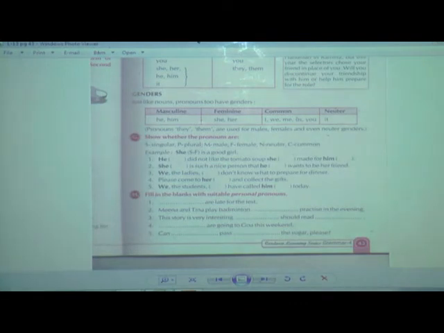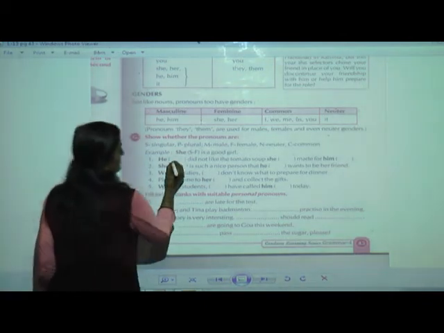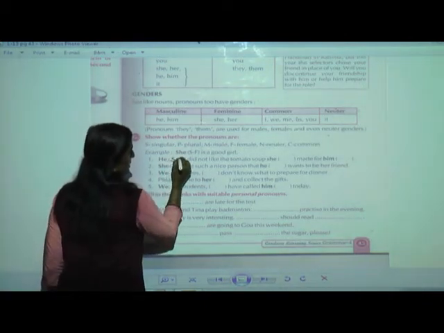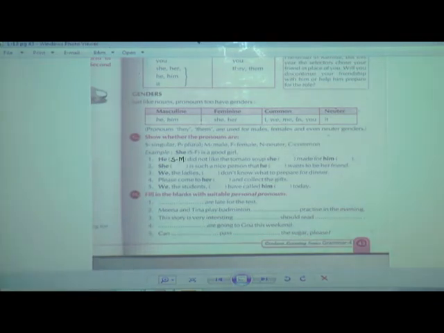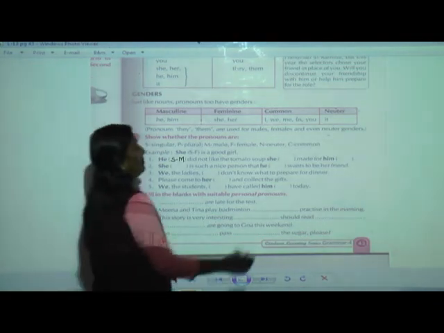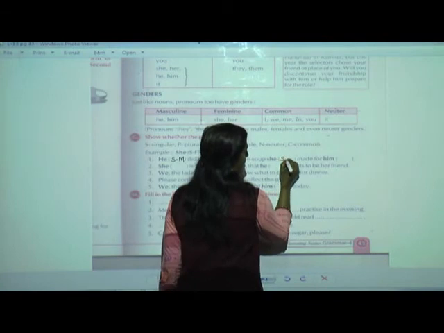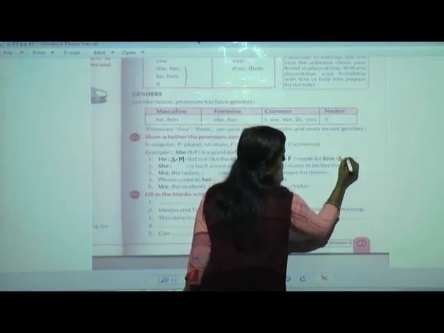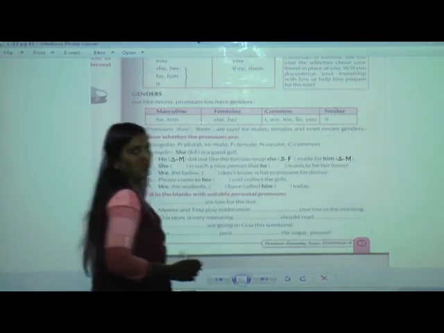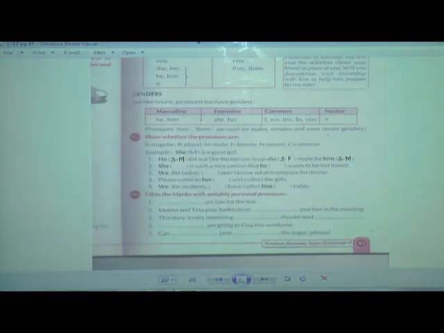He, H-E, he is singular. Okay, and as it is male, I am going to write M. She is also singular, but it is a female, feminine gender, so I am going to write F. Him is also singular, but it is male. Understood, students? So this way.